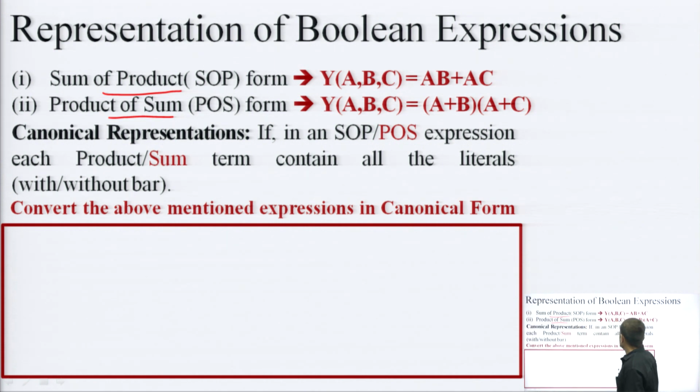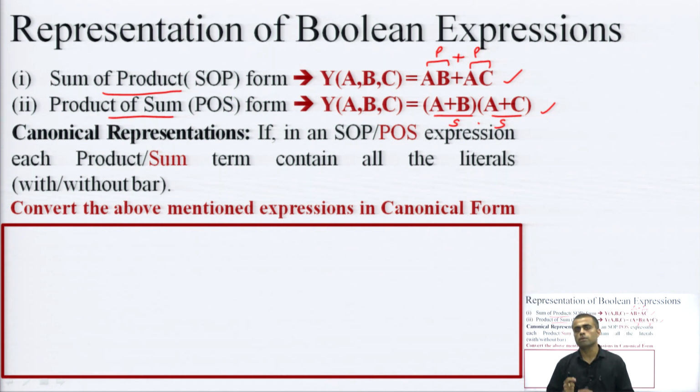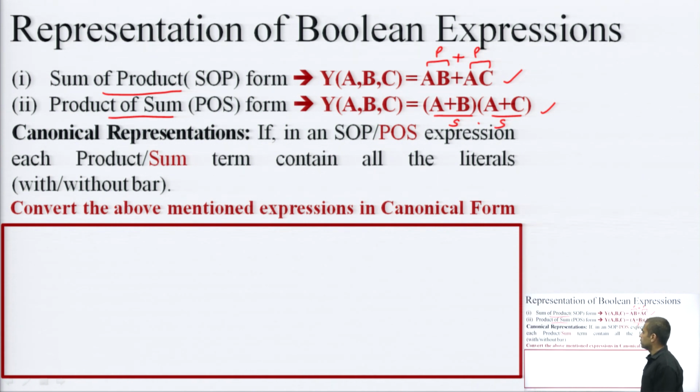So, that is why it is product of sums. These are quite simple examples of SOP and POS expressions. As we can see, this is a product, this is also a product, and both these products are summed. So, this becomes the sum of products. Similarly, you can check that this is A plus B, which is a sum, A plus C is also a sum, and both these sums are multiplied. So, this becomes a product of sums. These are the simple representations of SOP and POS.